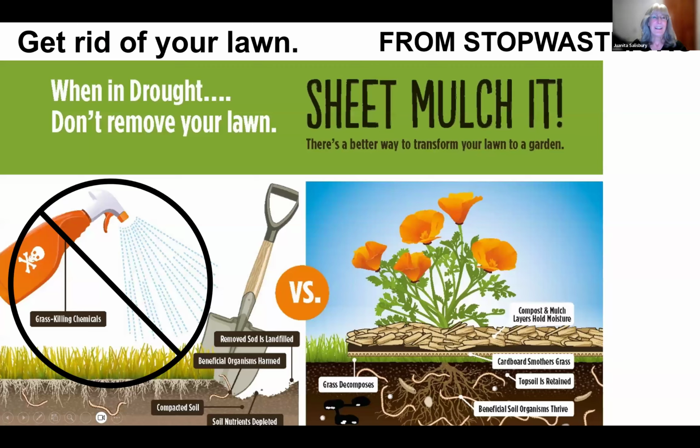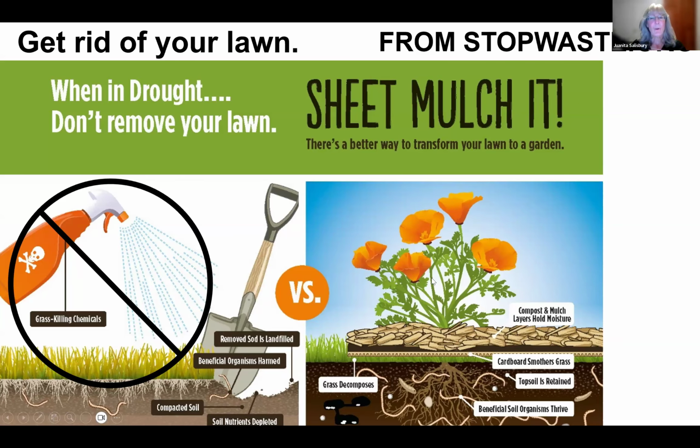So, getting started, get rid of your lawn. An easy way to do that, this is from stopwaste.org, just to give you an instant blank canvas, is sheet mulch your yard. Instead of trying to dig up the grass or spraying chemicals, don't do that. Instead, put down cardboard that smothers the grass, putting mulch and compost on the top gives you that nice clean palette with which to work, and you can plant right through the cardboard. Super easy. So that's how you sweep it clean.